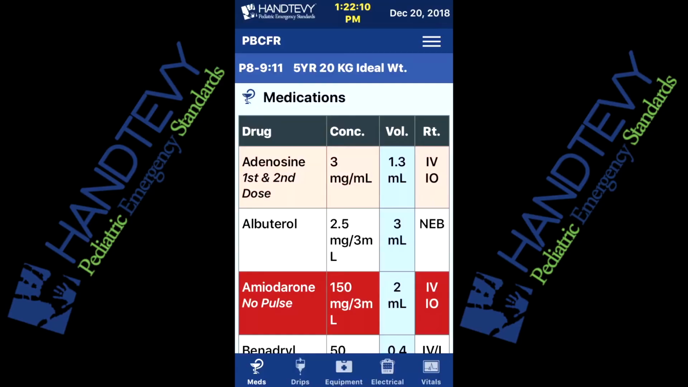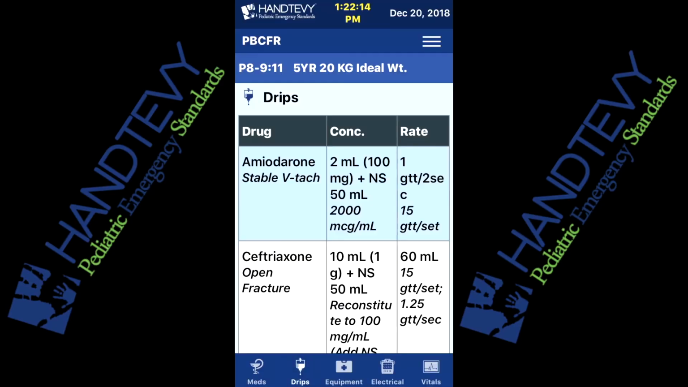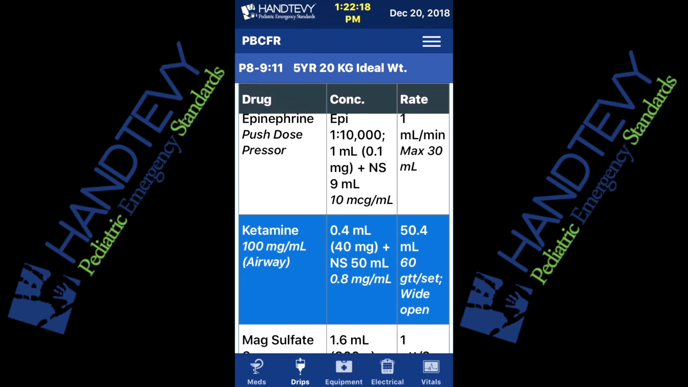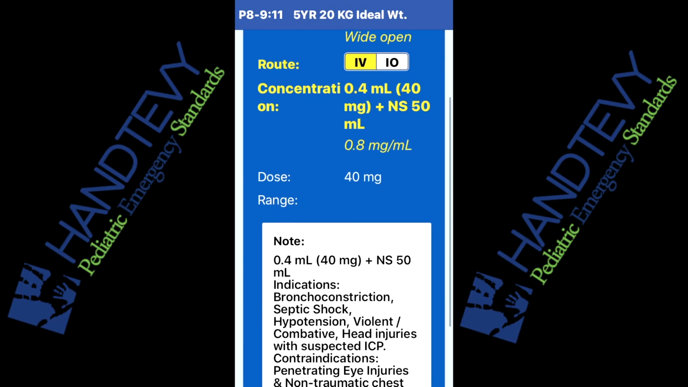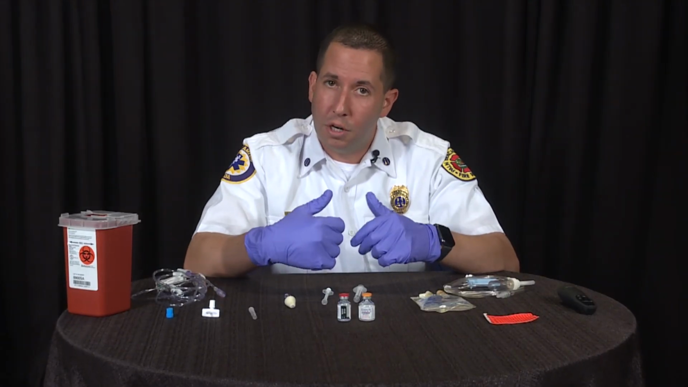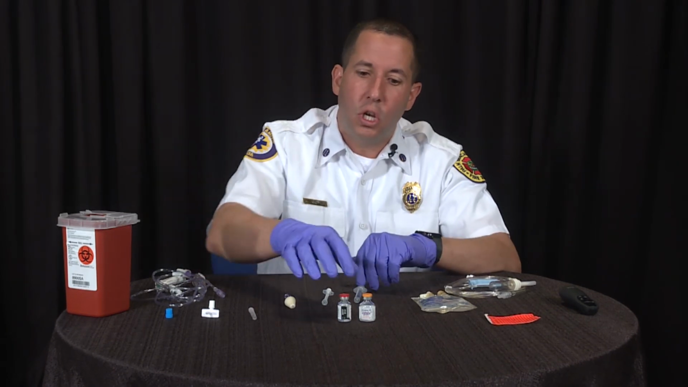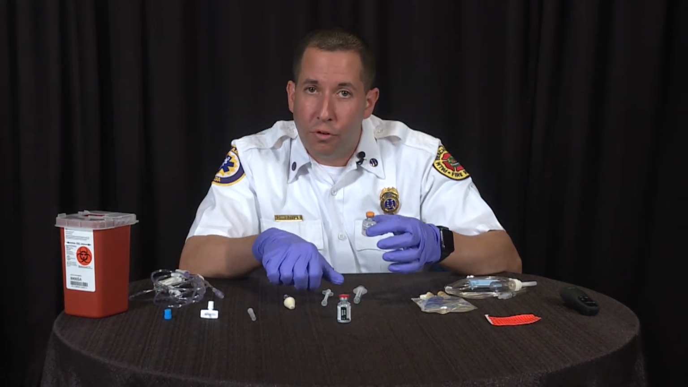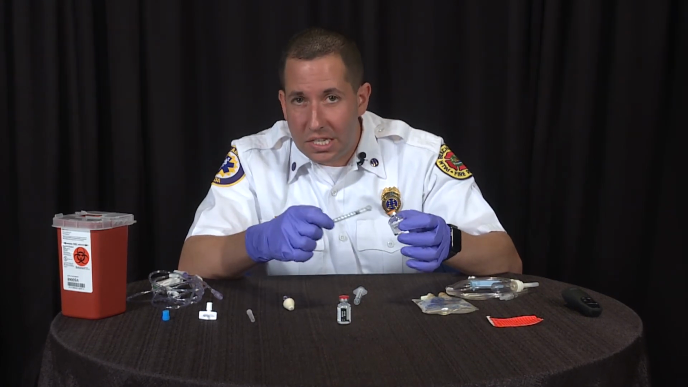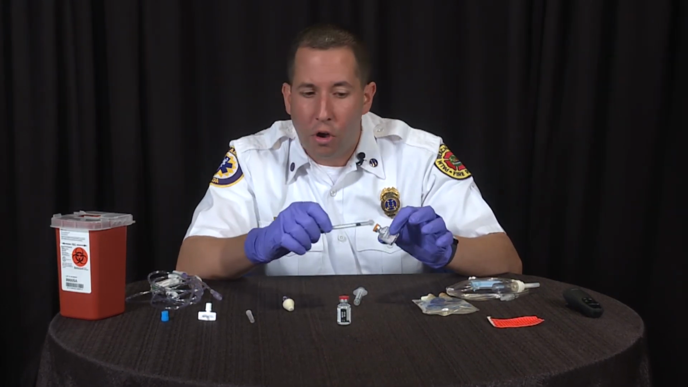So you would go right to your infusion. That's going to be the trick there, is you've got to look in the infusion section of the HandTevi app. It's not under medications, it's under infusions for your advanced airway. And the reason being is because we're going to be giving it as an infusion. So you would pick the desired volume from the HandTevi app. You would draw it up with your 1 cc or 3 cc syringe, depending on the actual volume itself.